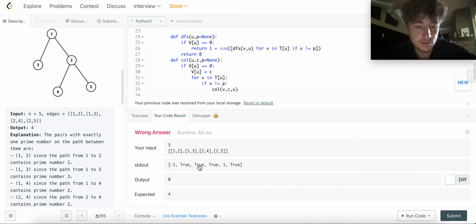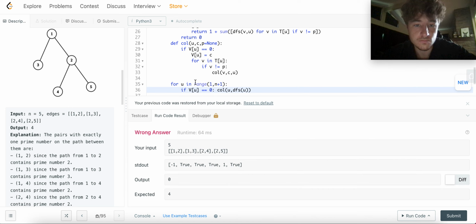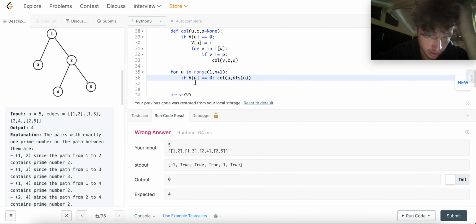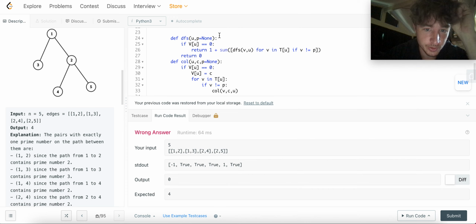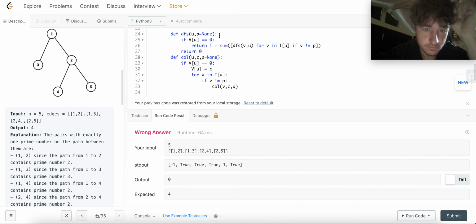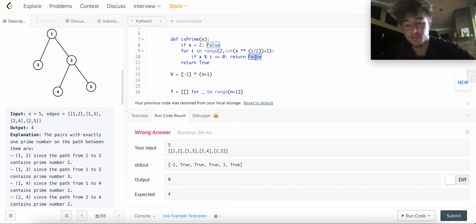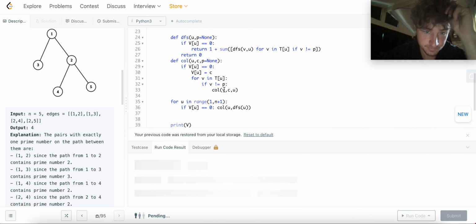All right, so what is going on here? It's saying that my V is -1. Yeah, 0 is nothing. 1 is true. Oh, because if it equals 0. So I'm going to make these zeros like this. Zeros and ones. So then the values are zeros and ones instead of, you know what I mean?